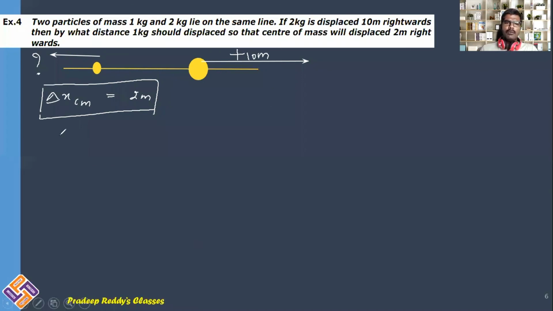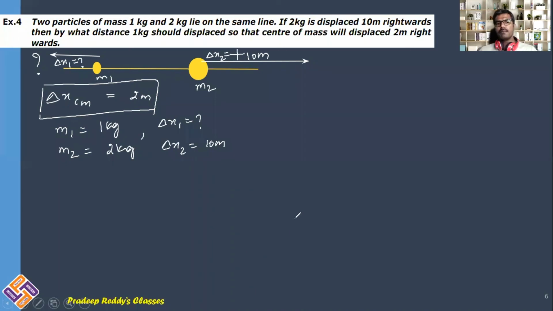So write down what is the data given to you. M1 is equal to 1 kg, M2 is equal to 2 kg, delta x1 you should calculate, delta x2, 2 kg mass is displaced by 10 meter. So this is M2, this is M1, and this is delta x2. This you should find out delta x1. And it is also given delta xcm is equal to 2 meter.